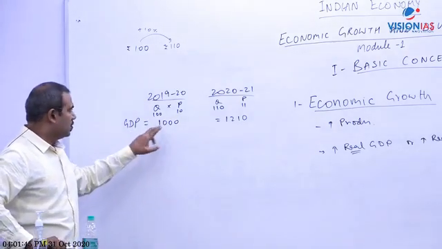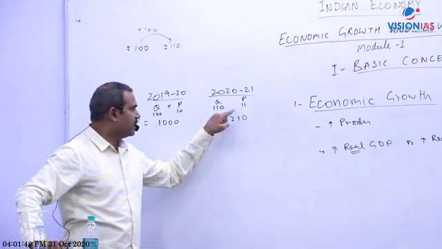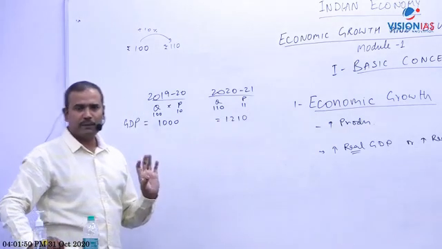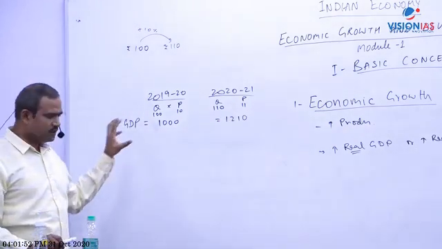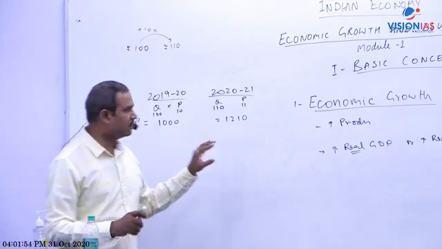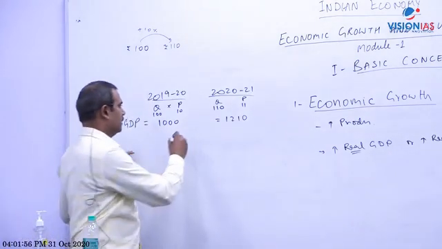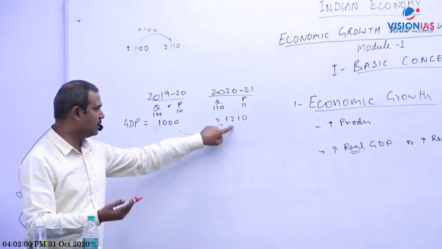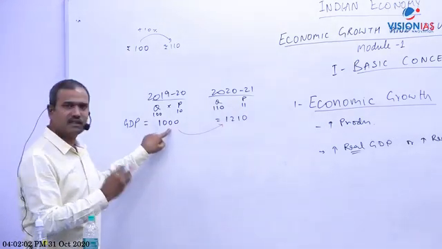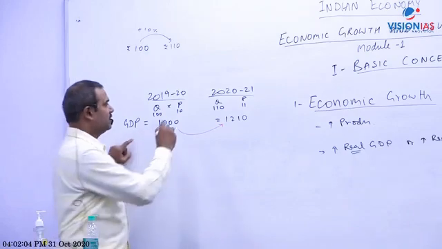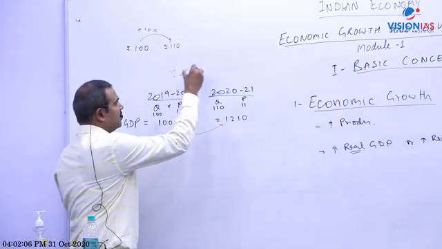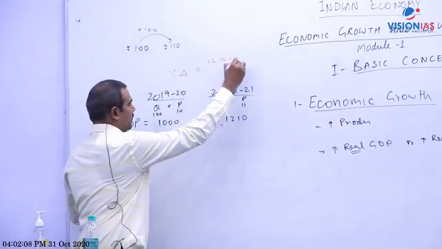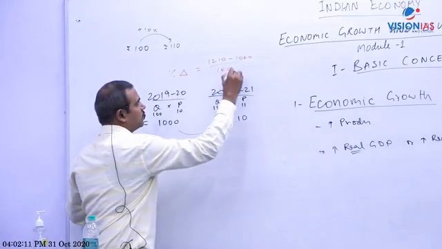Okay, so quantity 110, price 11. Now how much is the percentage increase? You know how to calculate percentage change? This number minus this number divided by base. So percentage change, delta means change, is 1210 minus 1000 divided by 1000 multiplied by 100.